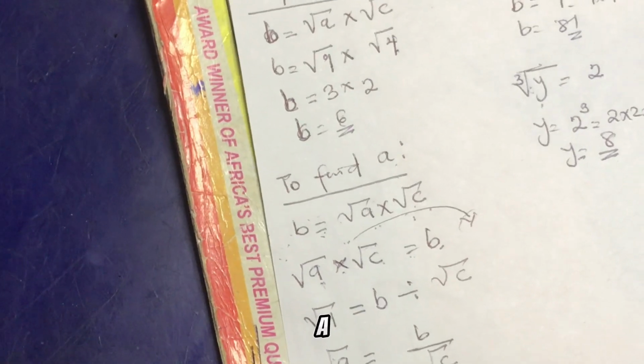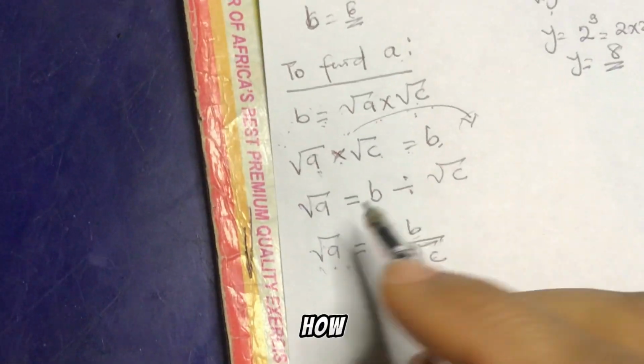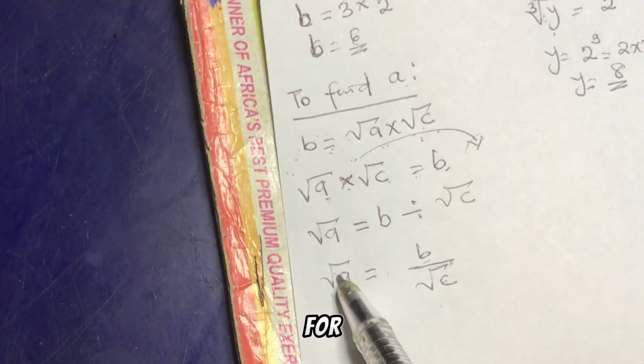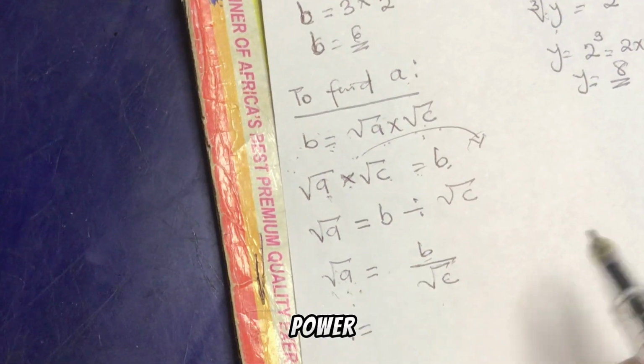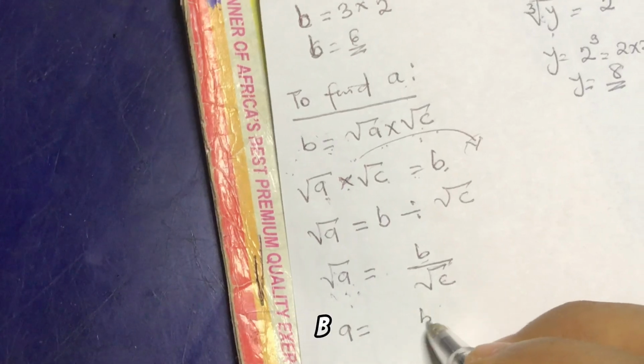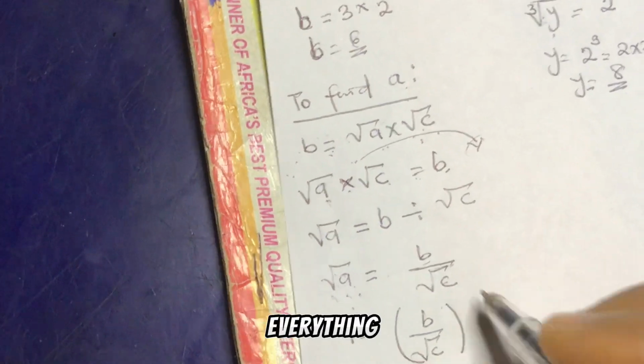So we have the square root of a equals b divided by square root of c. So how do I make a the subject of the formula? For us to eradicate this square root sign, it's going to be a equals, the square root sign changes to power 2 when I'm moving it to the other side of the equation.